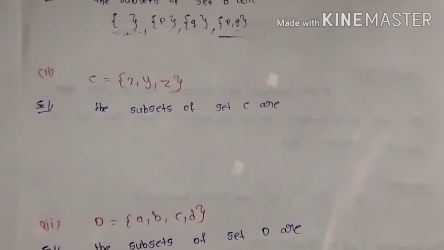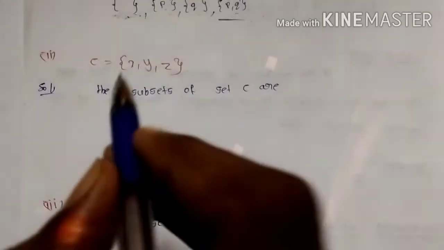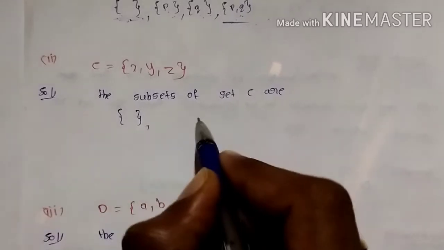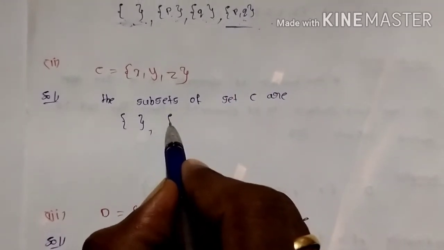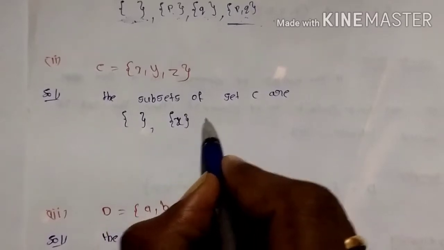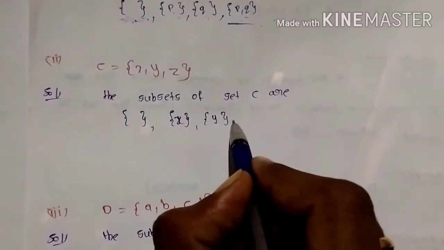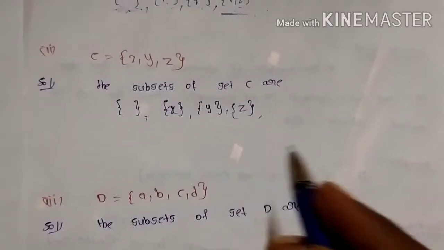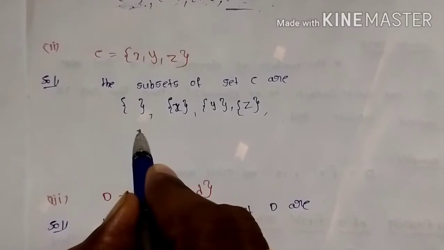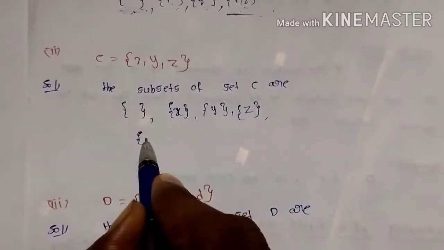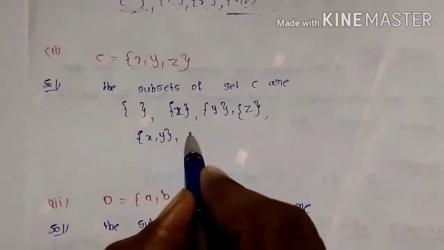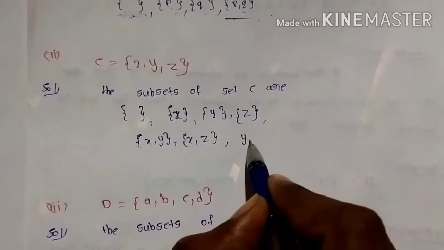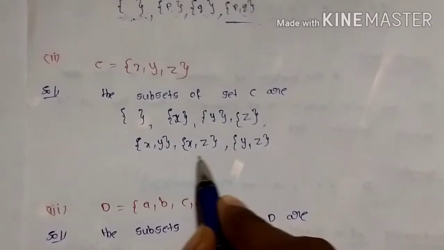Now you can see if there are 3 elements, how many subsets will be available? First you can write the null set. Yes or no? Yes. After that you can write one element, that means x, next one y, next one z. Is it okay? Okay. Next you can consider two elements. For easy purposes I am writing one by one; you can write in a single line also, no problem. x comma y. Next x comma z. Next y comma z. I hope all the two-element subsets are covered.